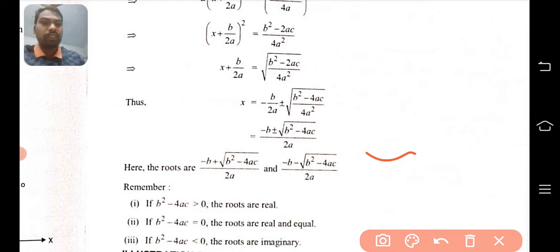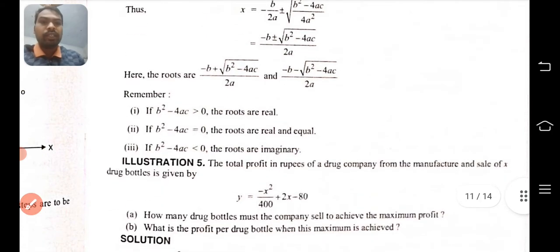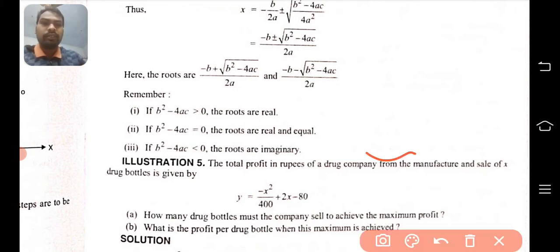So remember here, if b square minus 4ac is greater than 0, the roots are real. And if b square minus 4ac is equal to 0, the roots are real and equal. But the third point is that if b square minus 4ac is less than 0, the roots are imaginary.